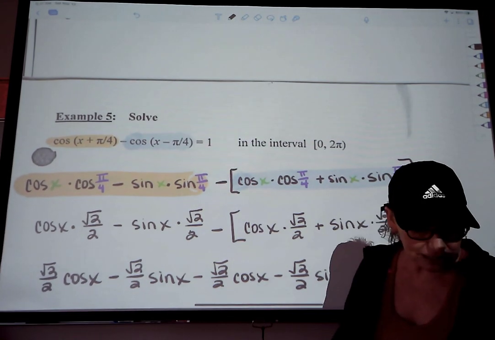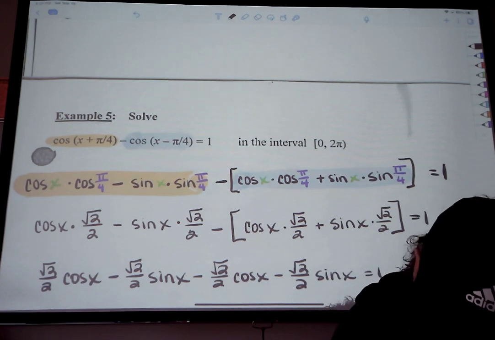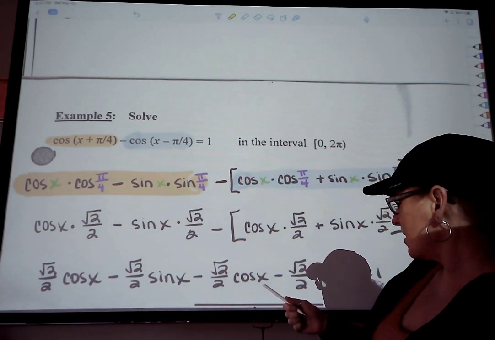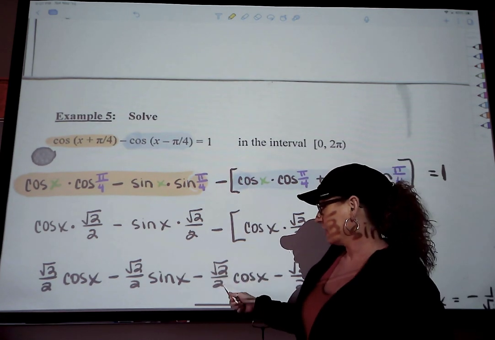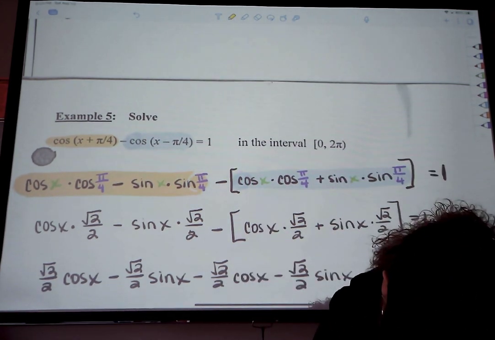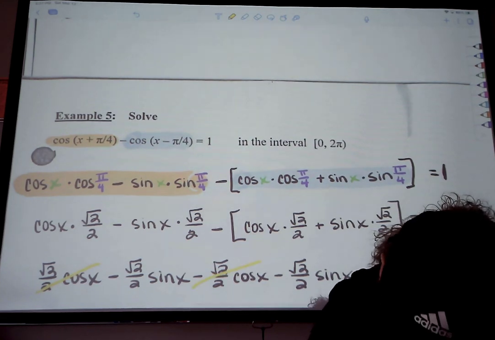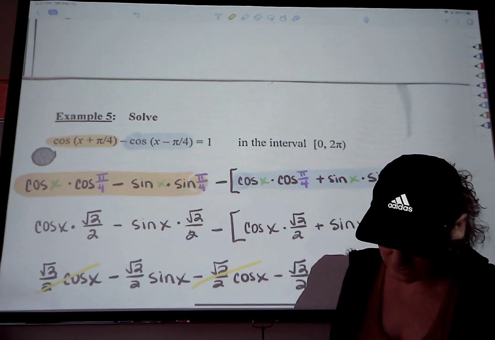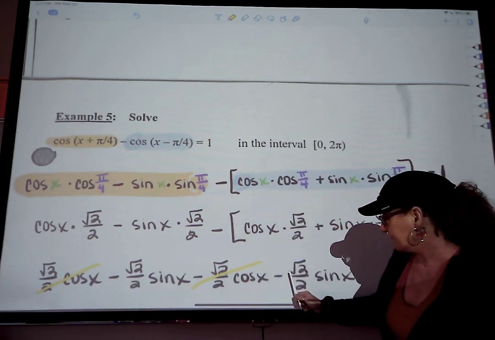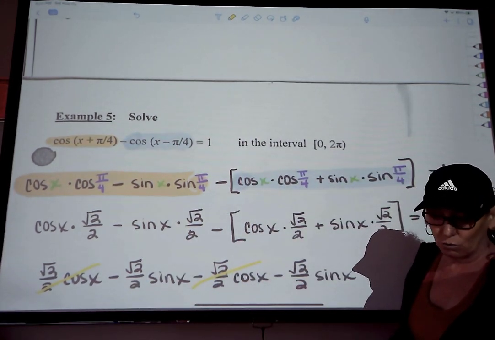Now let's see, are there any like terms that we can collect here? Like terms: I've got radical 2 over 2 cosine x and negative radical 2 over 2 cosine x. Those add together and cancel each other out. So I'm left with this term, which is negative, this term, which is negative, and a 1 over there.